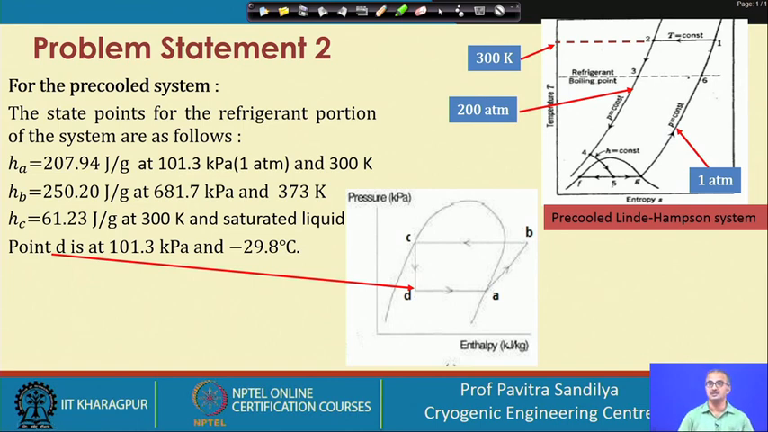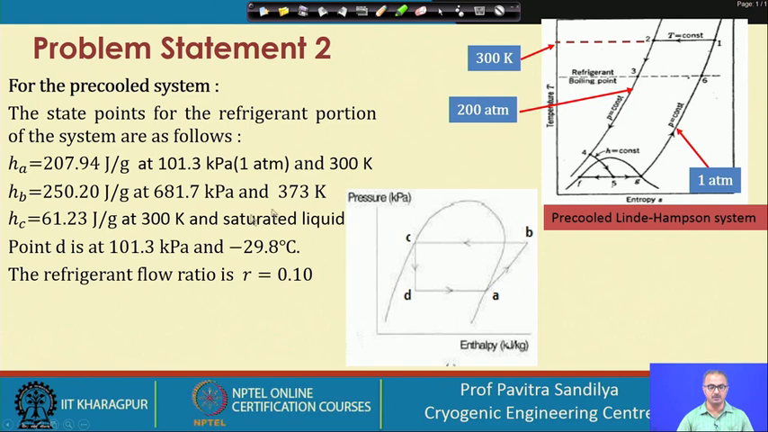Please understand this: you can solve these problems by taking into consideration any of the thermodynamic phase diagrams. It is not that you have to use the TS diagram only; you can use any thermodynamic diagram. The only thing is that if you choose one particular diagram, you may find that the solution becomes easier to do. Otherwise, there is no restriction that you have to use the TS diagram or pH diagram only to solve this kind of problem.